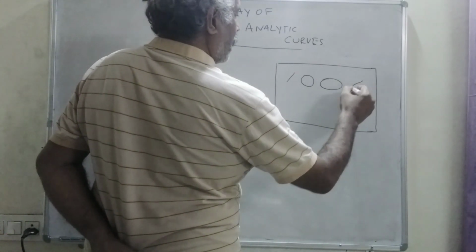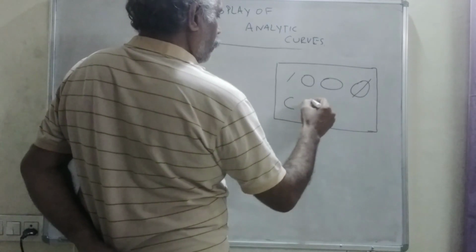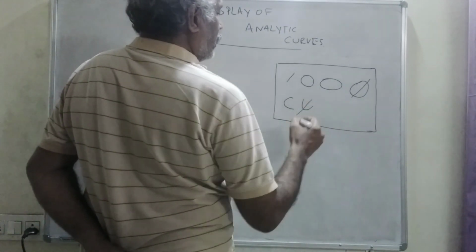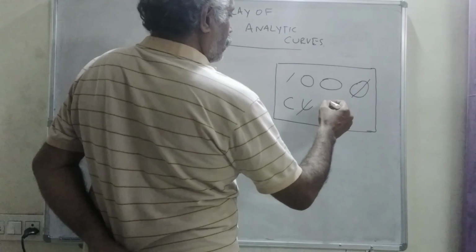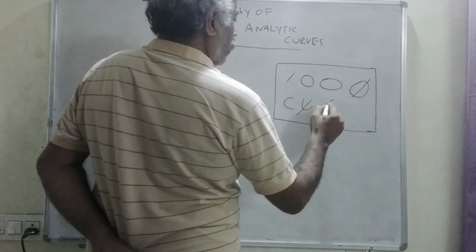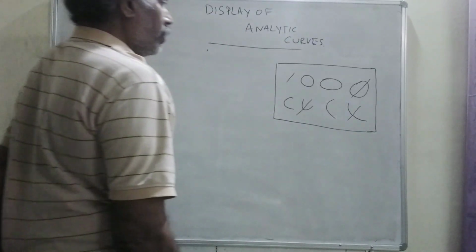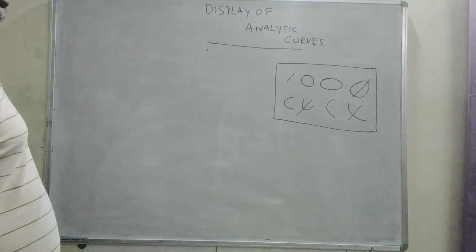Fourth one is inclined ellipse. Fifth one is parabola. Sixth one is inclined parabola. Seventh one is hyperbola. And eighth one is inclined hyperbola. So for these eight, we have 8 parametric equations, and we will write down the equations.